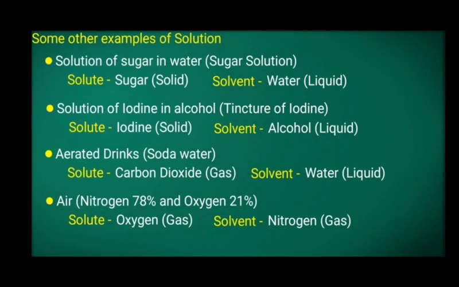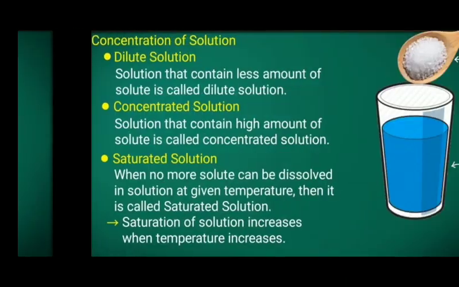Now other examples of solution: solution of sugar in water, tincture of iodine, soda water, mixture of air, nitrogen 78% and oxygen 21%. The greater amount of the substance is known as the solvent and the lesser amount which is being dissolved is known as the solute.